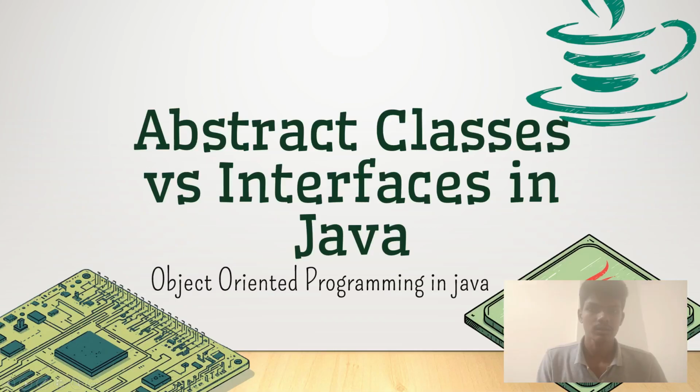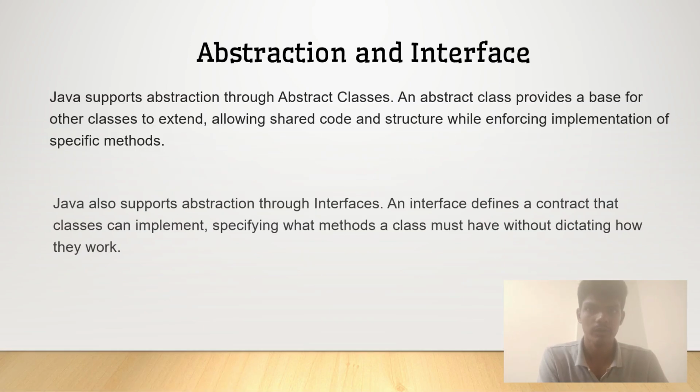Hello everyone. Today I am going to talk about an important concept in Java, which is abstract classes versus interfaces. This topic comes under object oriented programming and it plays a major role in writing clean, scalable, and maintainable code. In real world programming, we often face situations where we don't want to define everything completely. We just want to define a structure or a blueprint. That's where abstraction comes in.